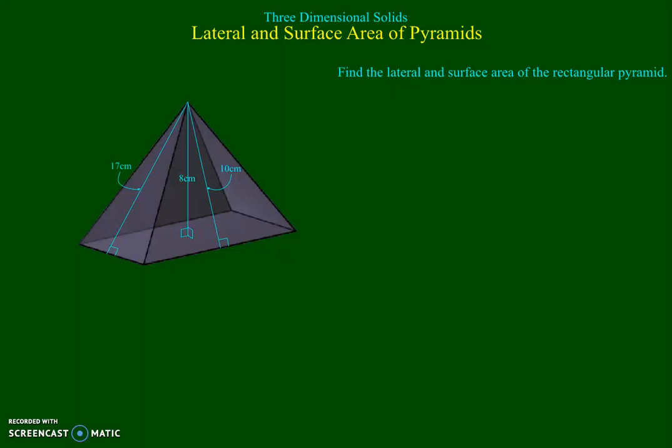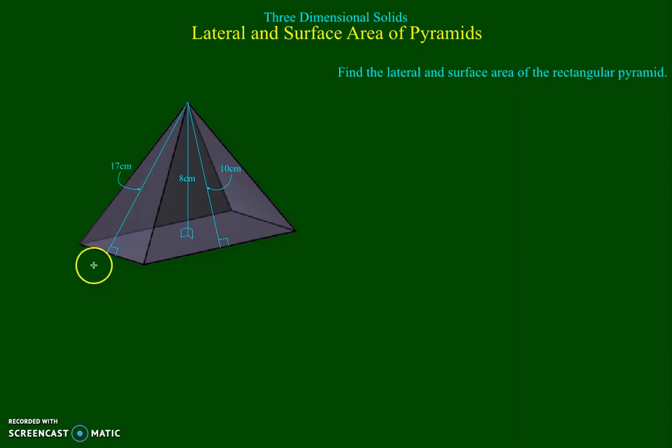This is part 5 of the series Three-Dimensional Solids, and we're going to start this part with an example of how to calculate lateral and surface area of a rectangular pyramid. So take a look at this problem. We're given the height of the pyramid and we're given both slant heights.